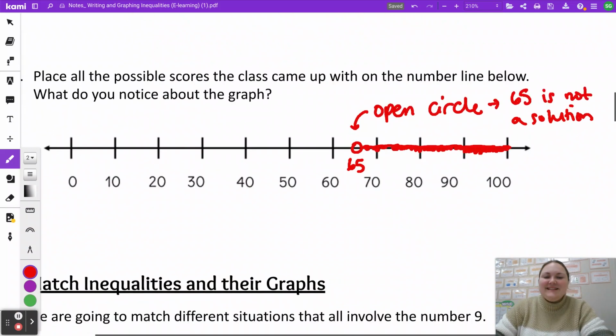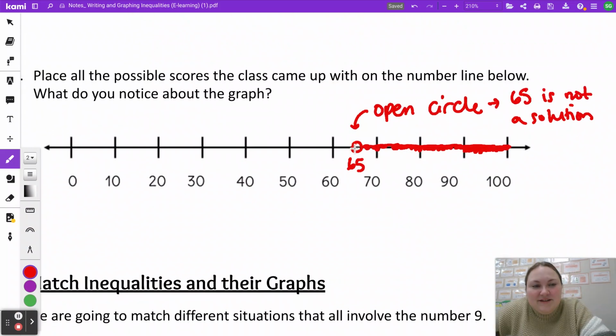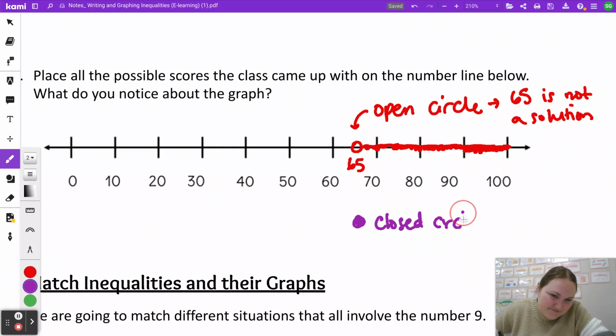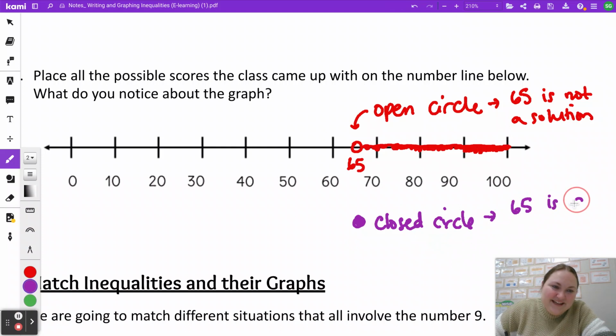Now, you might have an idea. If this is an open circle and it means 65 is not a solution, what do you think I would want to do if I did want to show 65 was an answer? We do everything the opposite. So instead of a circle that's not colored in, I would do a circle that is colored in. Instead of calling it an open circle, I would call it a closed circle. And I would use this if I wanted to show 65 is a solution.